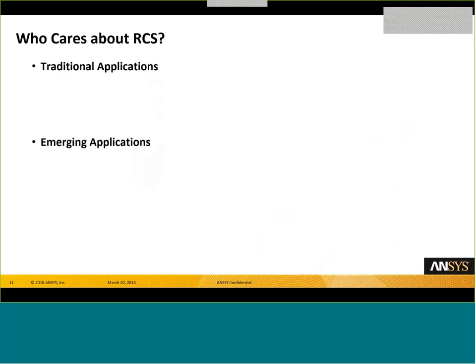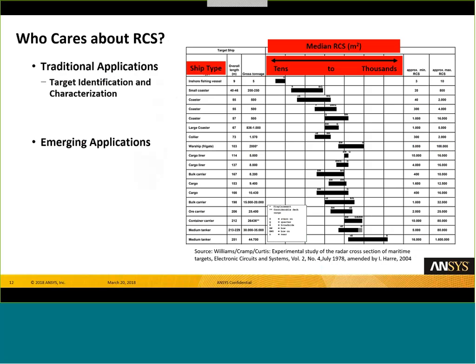We can break down radar cross-section into broad categories with respect to the applications. We can think of traditional applications as well as emerging applications. Let's start with the traditional applications. Target identification is probably the earliest application for radar cross-section. Here's an example where we've got a land-based radar that's used to characterize a number of seagoing vessels near the coast.